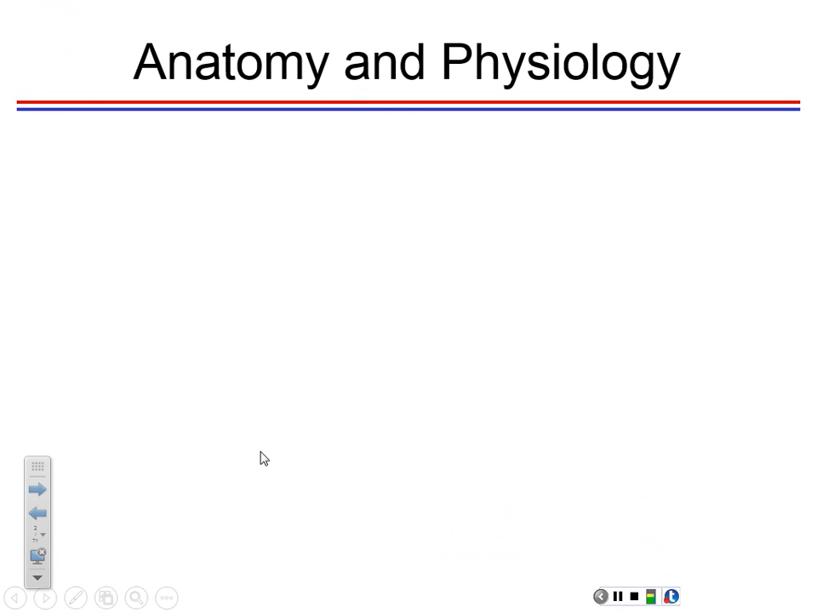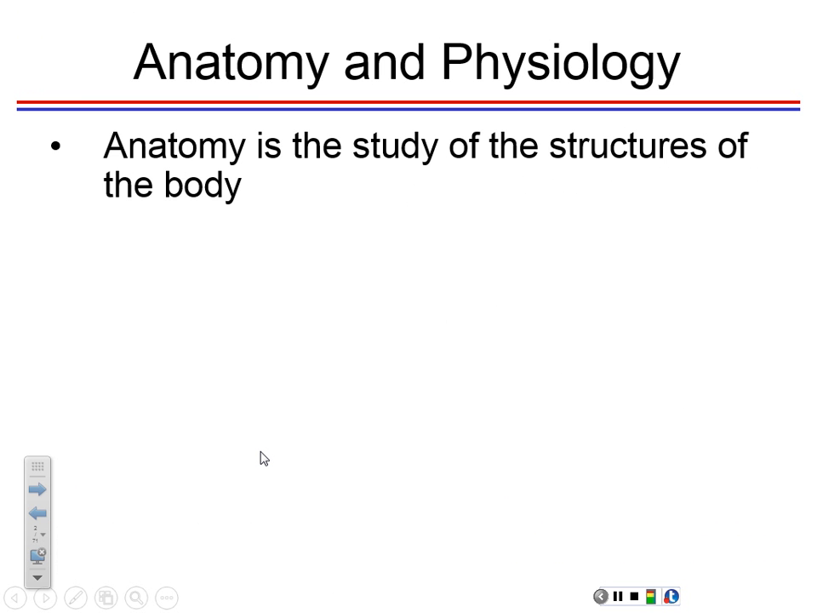Okay, so we'll just first of all cover the basics about what the course is, anatomy and physiology. All right, so anatomy is really about the structures of the body. It talks about the physical characteristics of the body. And the reason we study anatomy and physiology together is that the structure influences the functions of those body parts.